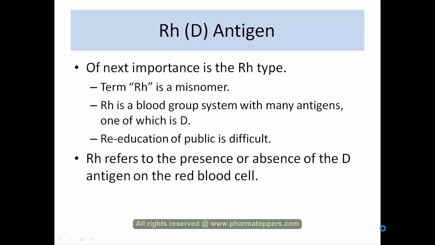Now, D antigen. The importance is the rhesus type. The term Rh is a misnomer. Rh is a blood group system with many antigens, and one of them is the antigen D. So here it's the same thing. Rhesus is just a name. It is the antigen D. Rhesus refers to the presence or absence of the D antigen on the RBC.